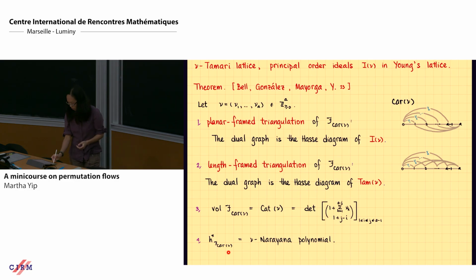And we were also able to compute the H star vector. It turns out to be the new Narayana polynomial. So the new Narayana polynomial, the kth coefficient is, for example, the number of Dyck paths of a certain staircase shape, above a certain staircase shape, with k valleys, for example.